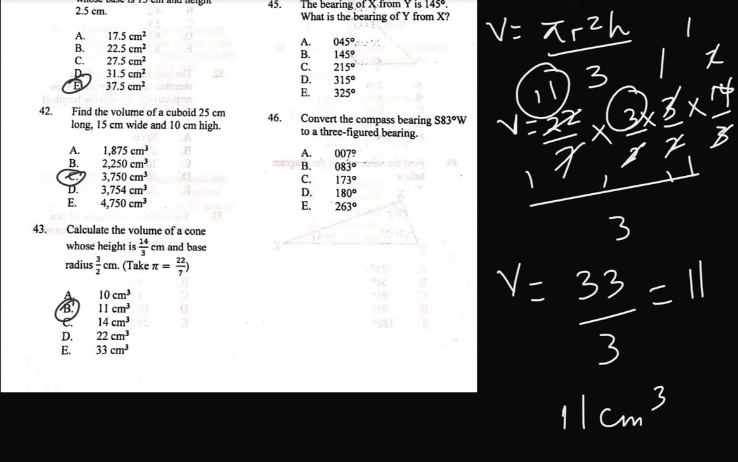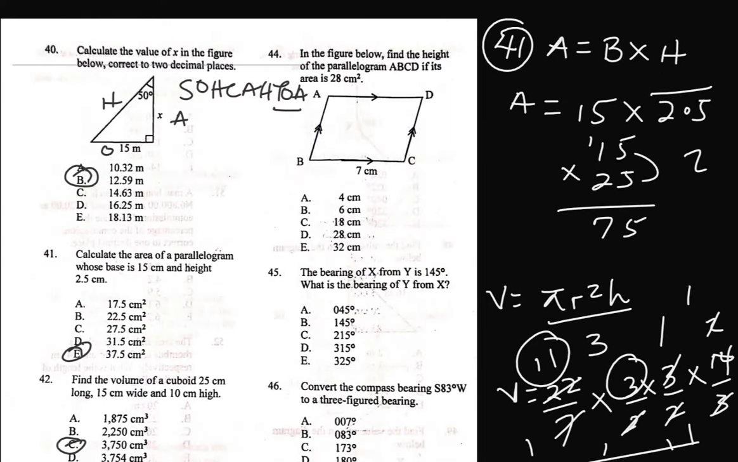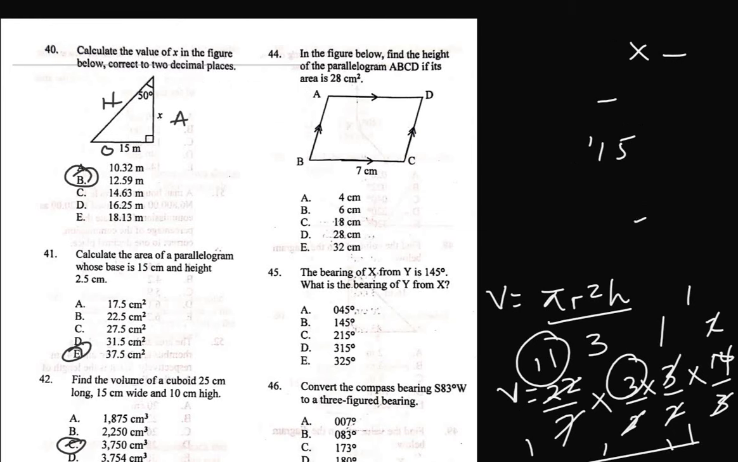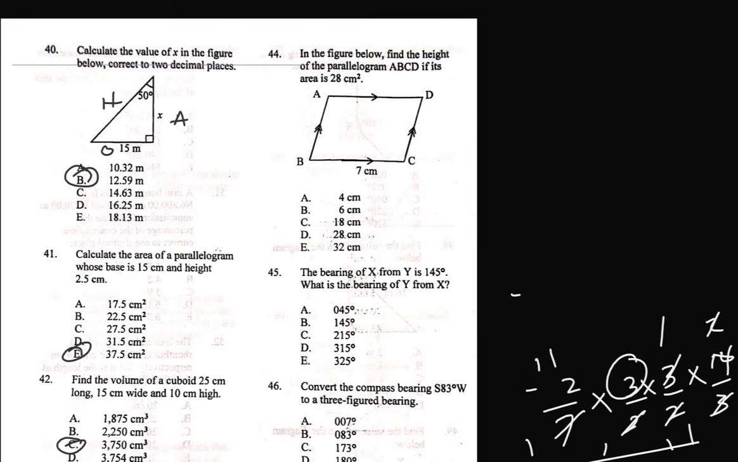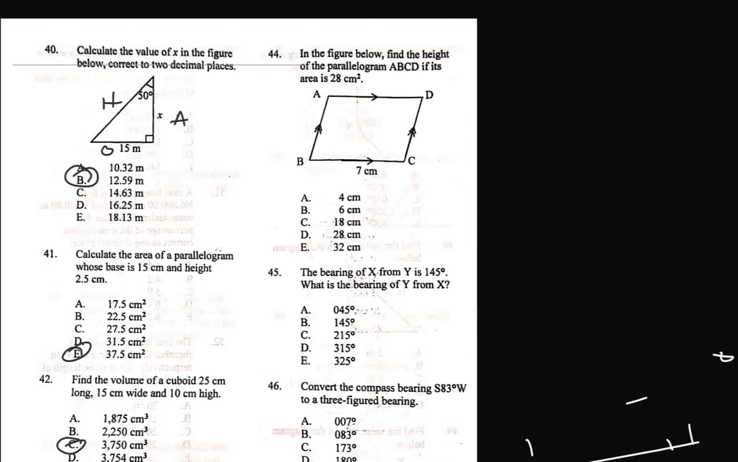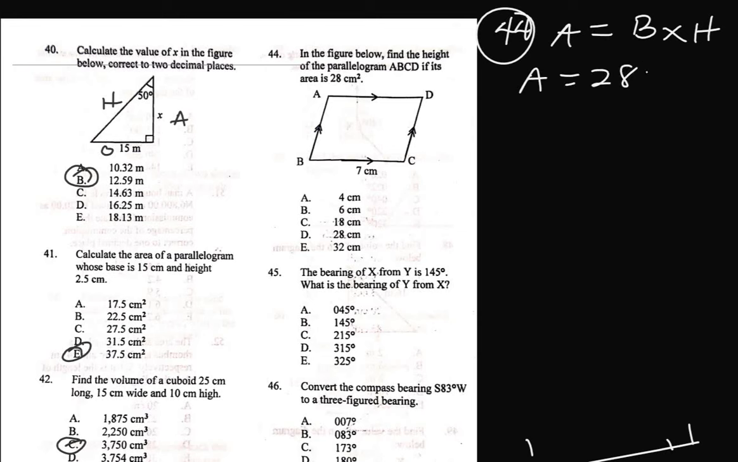Alright, let's go over to the last question for today. Question number 44. Let's create space for it. So in the figure below, I'm reading question 44. Find the height of the parallelogram. Area of a parallelogram is base times perpendicular height. The area in the question is 28 centimeters squared, and the base is in the diagram at 7 centimeters.